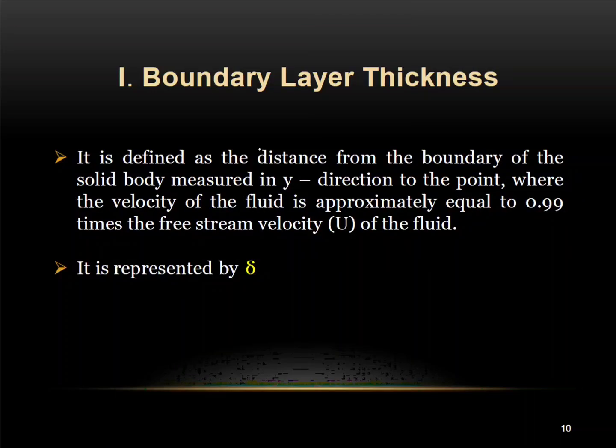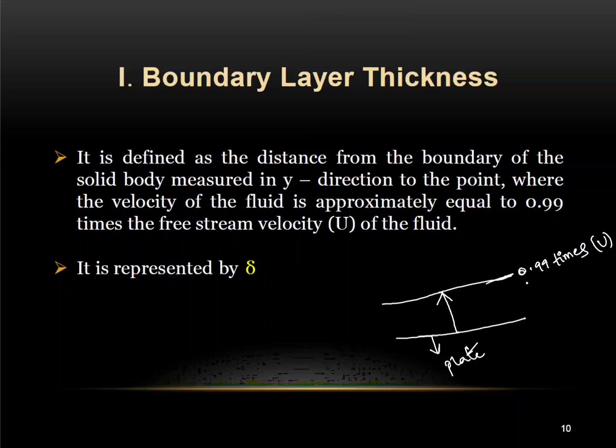So boundary layer thickness is the distance from the boundary of the solid body, measured in y direction, to the point where the velocity of the fluid is approximately equal to 0.99 times the free stream velocity. So let's say this is a flat surface and he is telling it is in y direction, in a perpendicular direction to this plate, or surface. So in y direction, the layer or the point where the velocity of this layer is approximately 0.99 times velocity of stream, that is u.